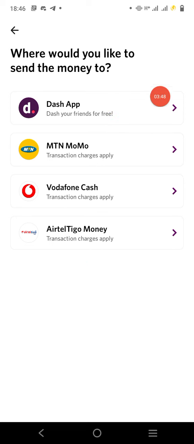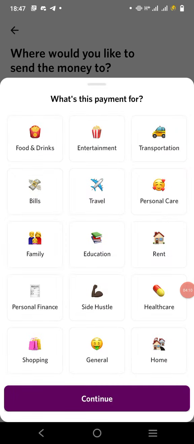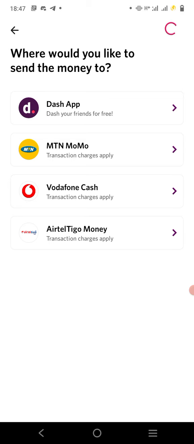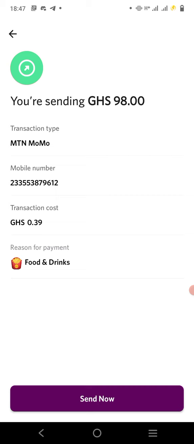Once I do this, this will come up, asking me to send money. Do I want to send to someone in Dash? Do I want to send to MTN Momo, Vodafone Cash, or AirtelTigo, whichever of these I want to send to? That's exactly what they want from me. So with this, it's very, very simple. Let's say I choose Momo. I click and then continue. Choose any of those and click continue. The truth is I don't have up to 98. So here you can see the fees, and then you can click send now.